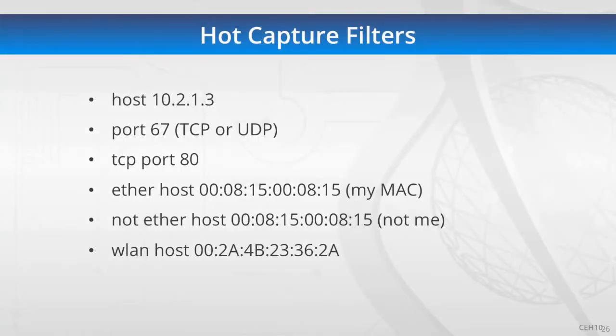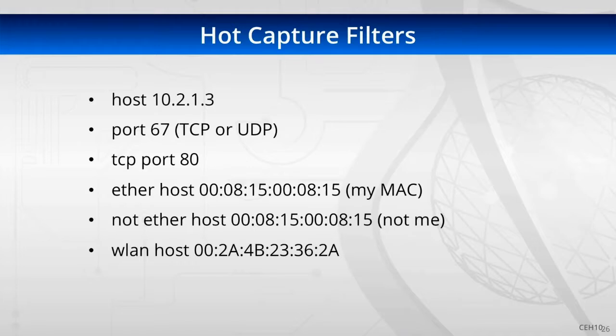Now these last three, I don't think so. Ether host, my MAC. So here's my MAC address, only to this station. Or not to this station. Now that one's a pretty good one. I don't want to be included in the conversation because I'm monitoring, so it really doesn't matter what's happening with me. I don't want that in here because it'll corrupt the capture. That one's not bad. Not me is really a good one.